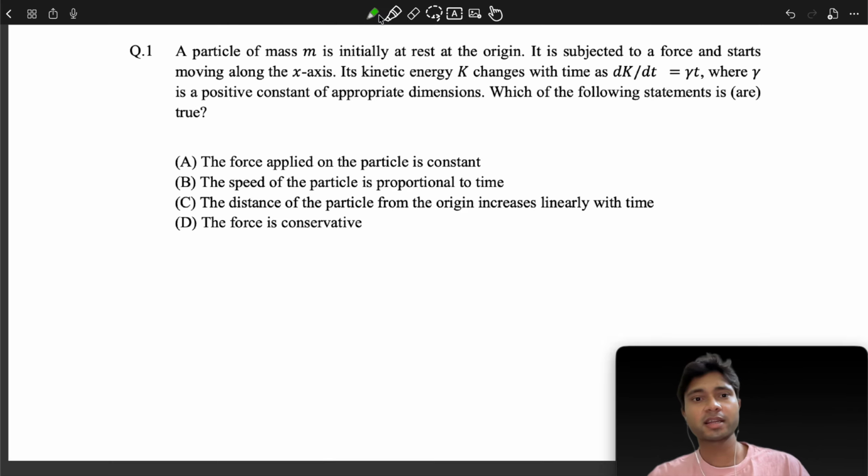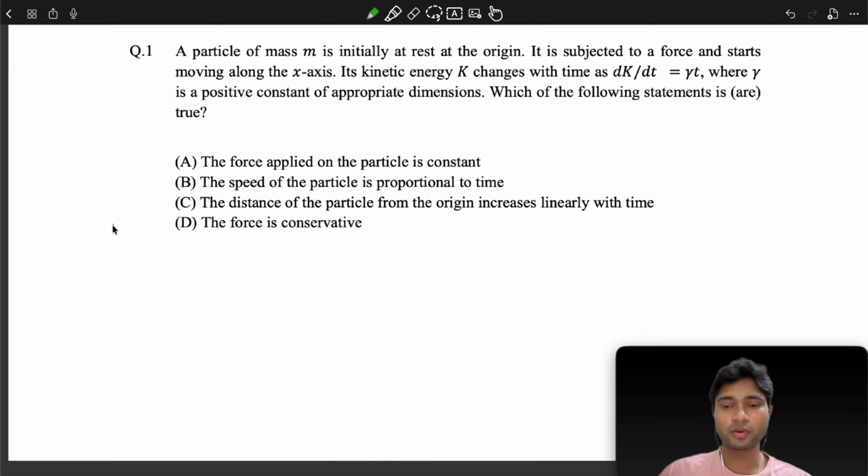This question was asked in 2018 and it was multiple correct type. So let's see what it says. It is given that a particle of mass m is initially at rest at the origin. It is subjected to a force and starts moving along the x-axis. Its kinetic energy changes with time as dK/dt is gamma t, where gamma is a positive constant of appropriate dimensions. Which of the following statements are true?